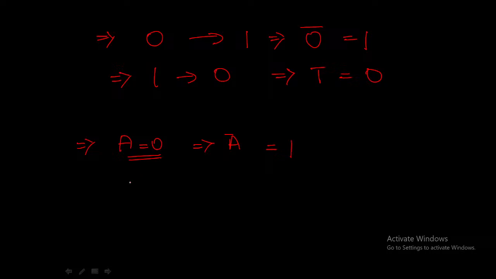And if we have a variable A which stores the value of 1, then what is the value of A bar? Which is equal to 0. So this is the complementation law. So 0 changes to 1 and 1 changes to 0.